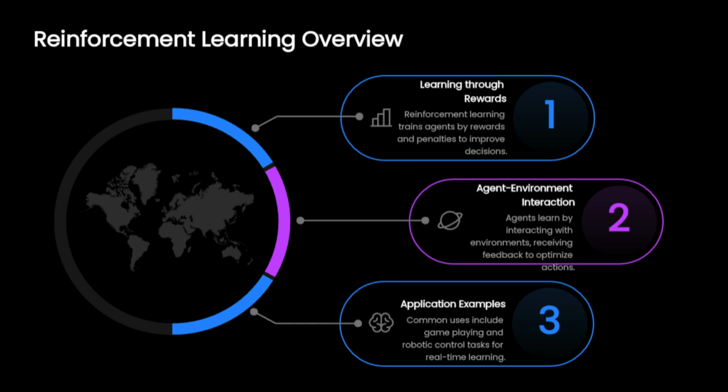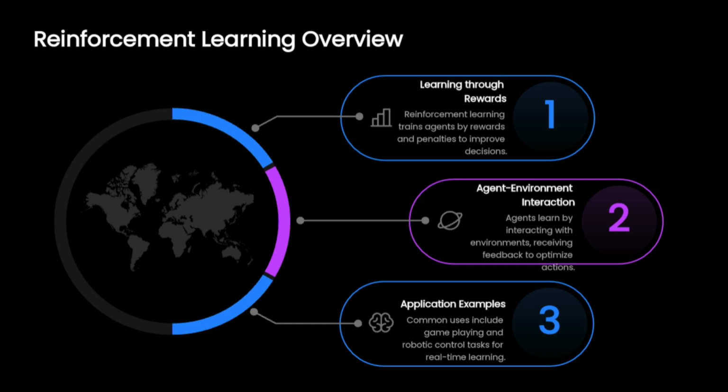Finally, we have reinforcement learning, which works very differently from the other two. In reinforcement learning, an agent learns by interacting with an environment. There are no labeled datasets here. Instead, the agent takes actions and receives rewards or penalties based on those actions. The goal is to maximize total reward over time.